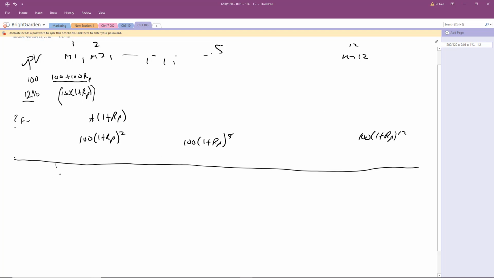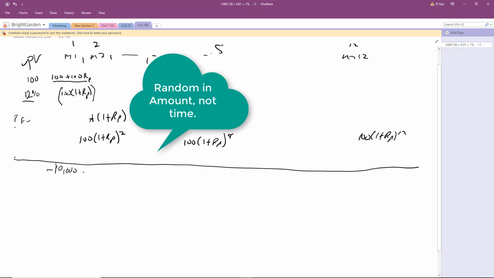Okay. But we're looking, let's say, at a year of cash flows that are coming in and they're random. Maybe we spend $1,000 or $10,000 the first month. And then for every month after that, we earn 1,000. Okay. I'm going to do something here.